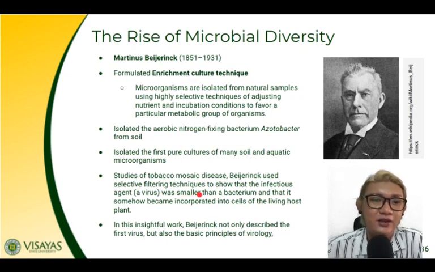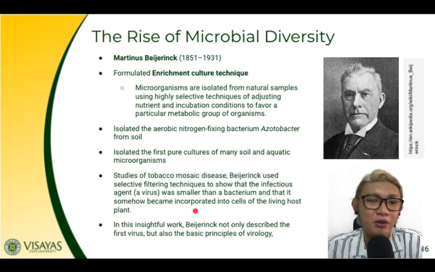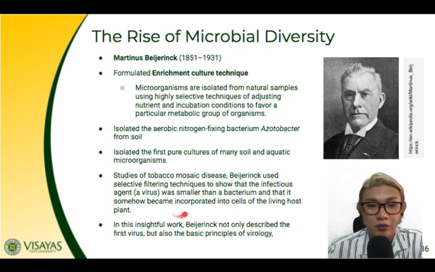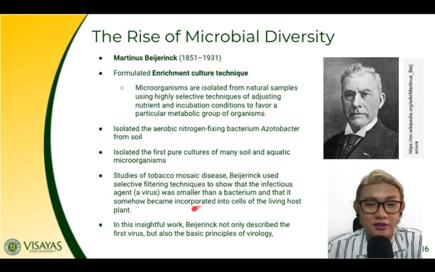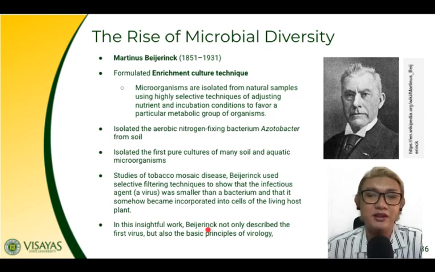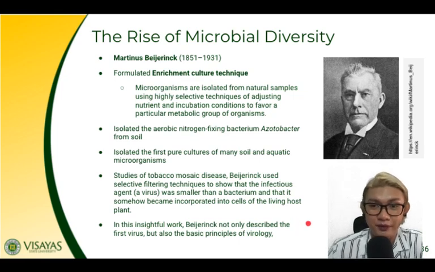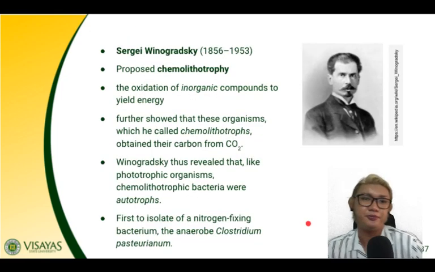He also studied tobacco mosaic disease. He used selective filtering techniques to show that the infectious agent was smaller than a bacterium and that it somehow became incorporated into the cells of a living host plant. That insightful work was done by Beijerinck. However, he was not able to realize that those were already viruses. But the basic principles of virology were already established.